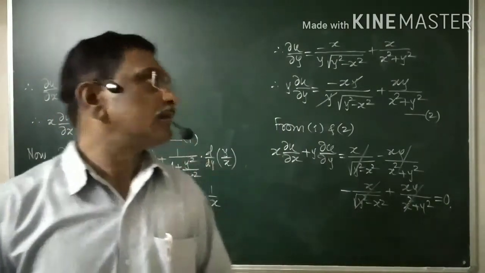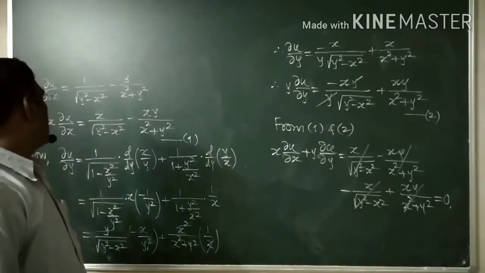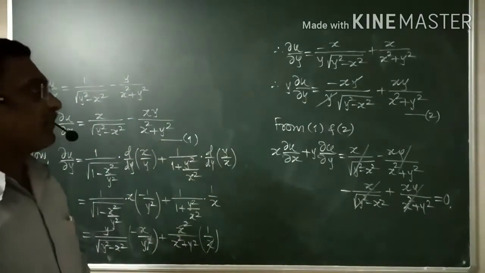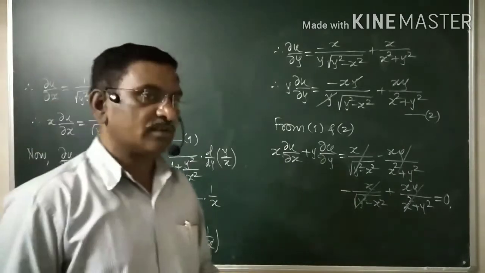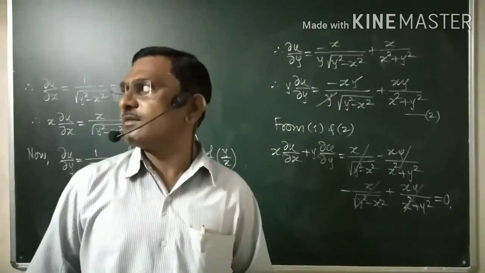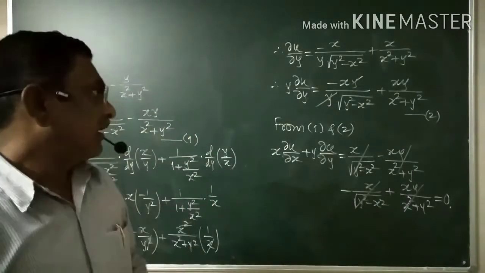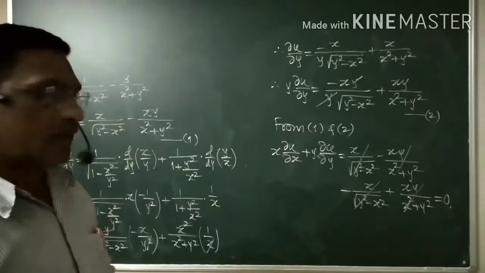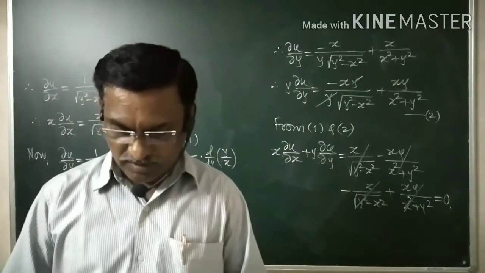This is the example that you need to show: show that x into del u by del x plus y into del u by del y is equal to 0, if u is equal to sine inverse x upon y plus tan inverse y upon x. This is what we have here.